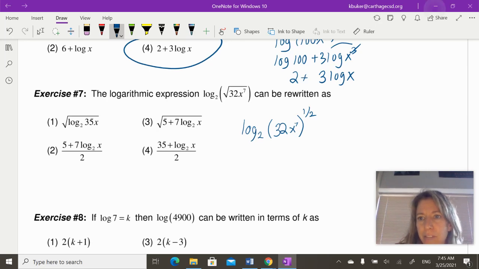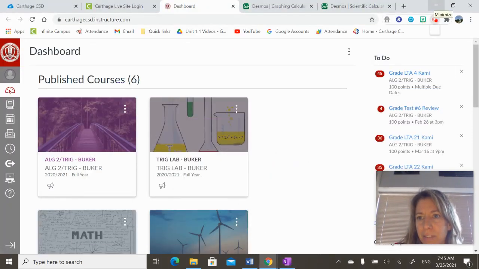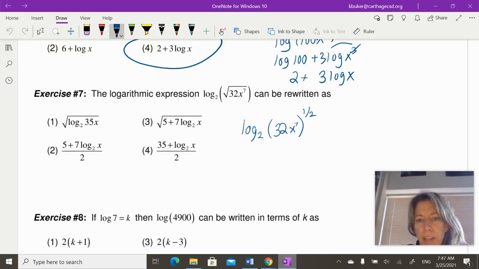Oops, I'm going to pause it for the pledge if I can. To the flag. All right, guys, sorry about that.